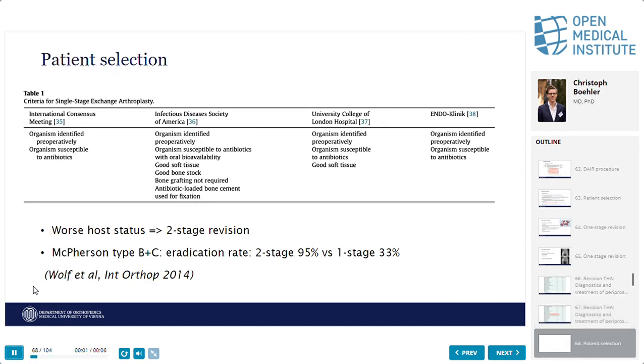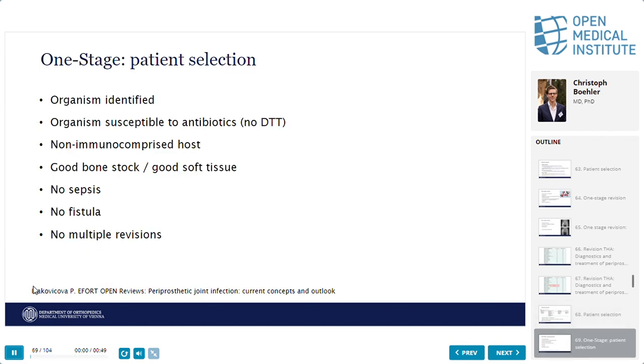Here again, patient selection is key. There are the recommendations of the different societies. I'll show you ours, which go along with the EFORT concept. So you need to know the bug, okay? You have to treat it exactly with the right antibiotics. It must not be a difficult to treat bug. The host should be good bone stock, good soft tissue, no sepsis, no fistula, and not in multiple revisions.